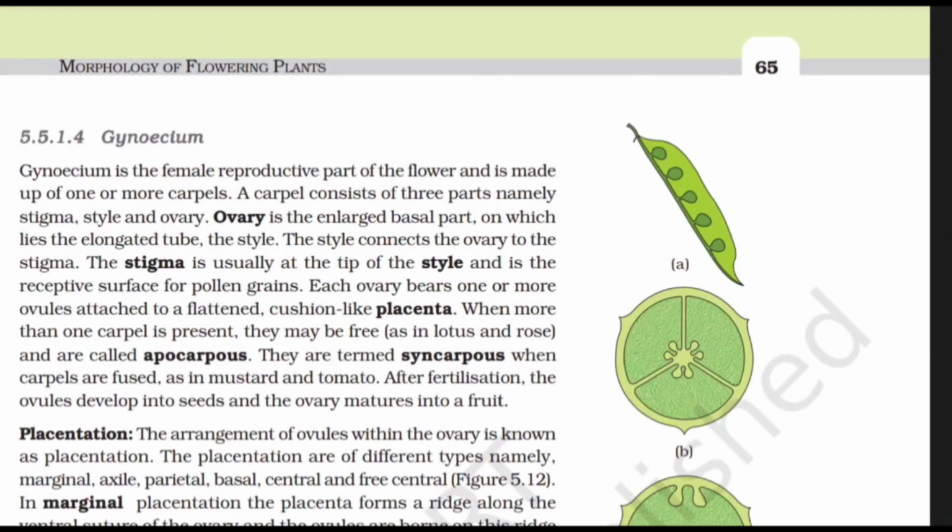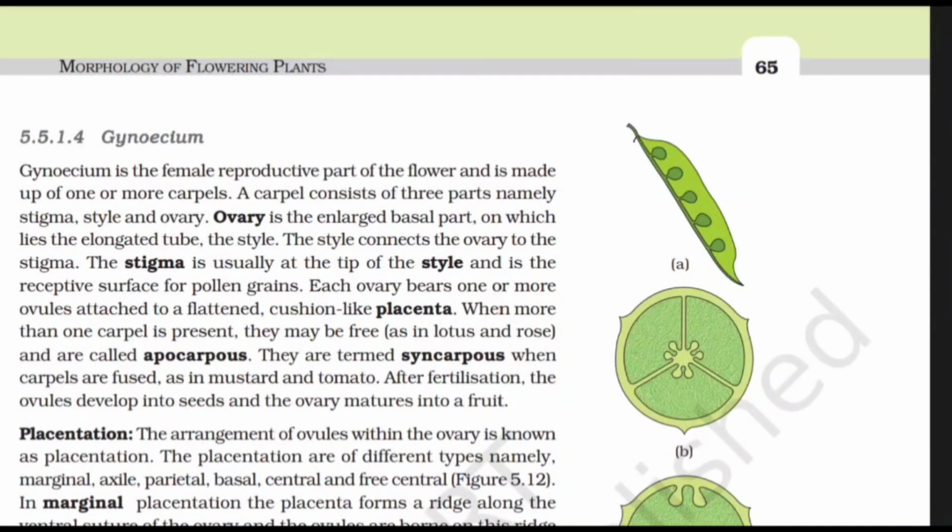A carpel consists of 3 parts, namely stigma, style, and ovary. Ovary is the enlarged basal part on which lies the elongated tube, the style. The style connects the ovary to the stigma. The stigma is usually at the tip of the style and is the receptive surface for pollen grains. Each ovary bears one or more ovules attached to a flattened cushion-like placenta.